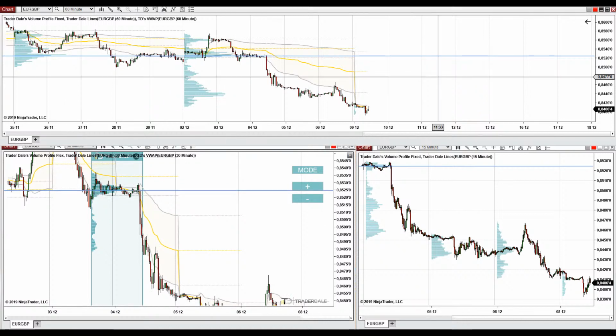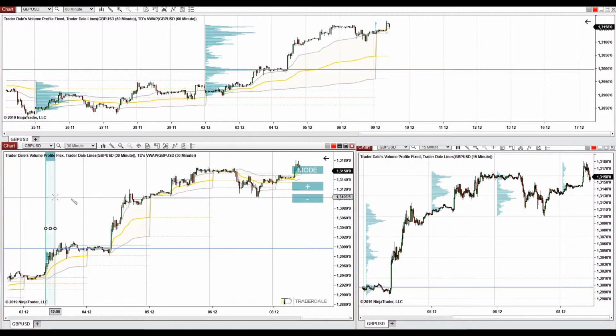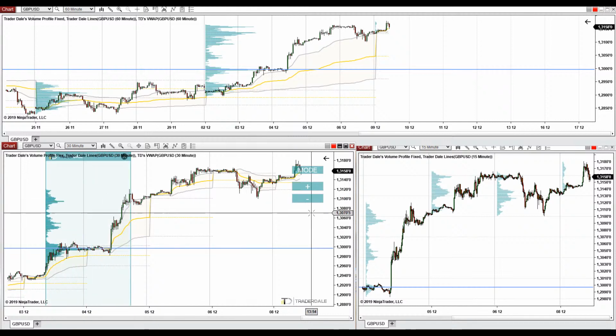Now the next intraday trading idea is on the British pound. So what we have in here is also a very easy to spot volume accumulation setup in this rotation right there.